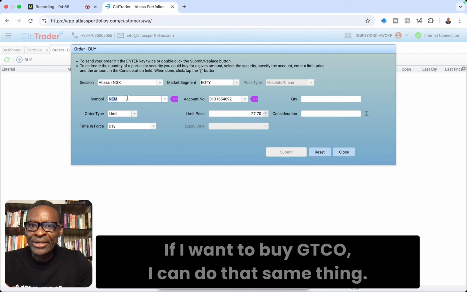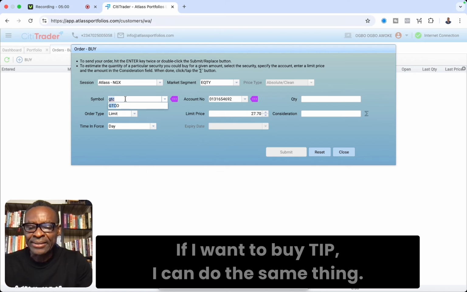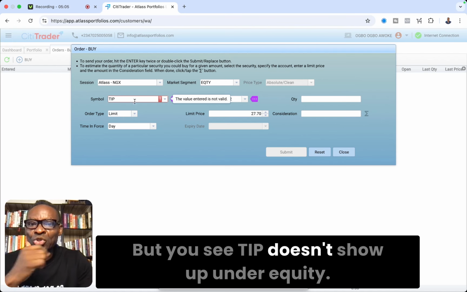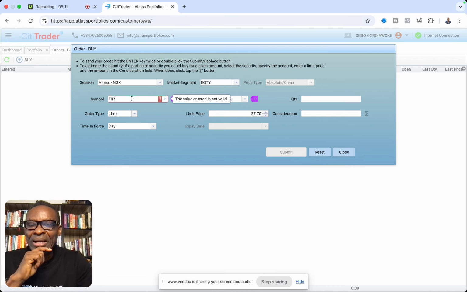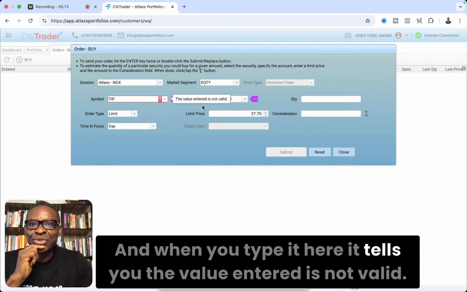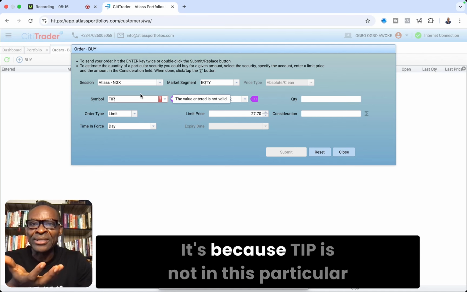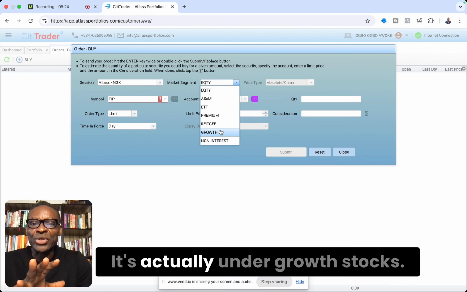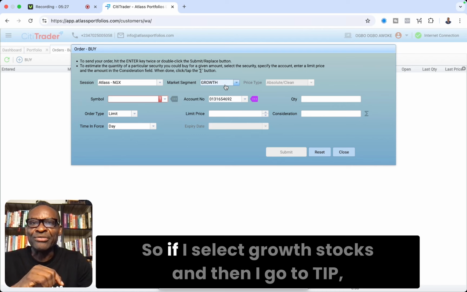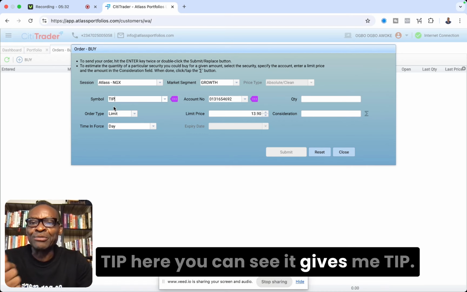If I want to buy JAIZ, I can do that, same thing. If I want to buy TIP, I can do the same thing. But you see, TIP doesn't show up under equity. When you type it here, it tells you the value entered is not valid. It's because on this particular platform, TIP is not categorized under equity. It's actually under growth stocks. So if I select growth stocks and then go to TIP here, you can see it gives me TIP.